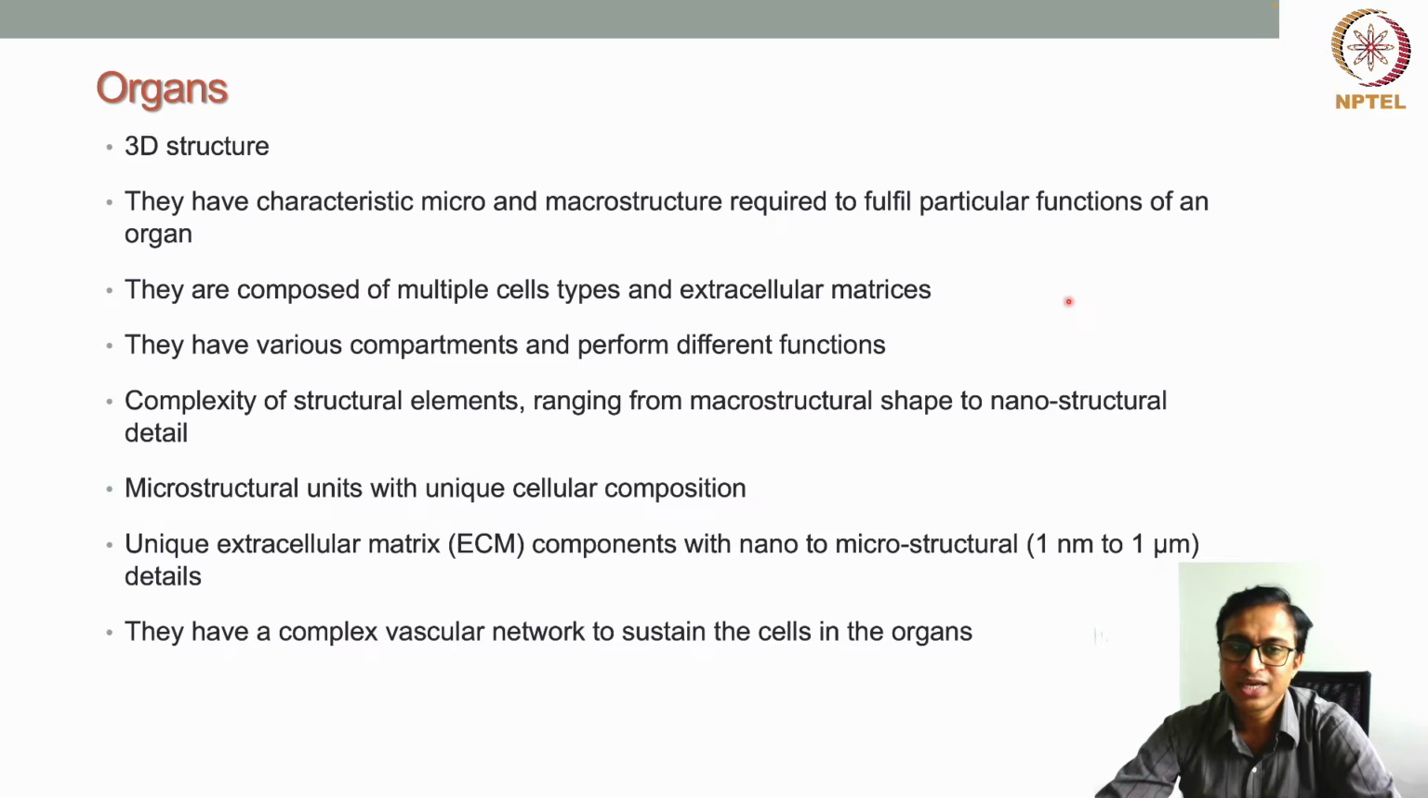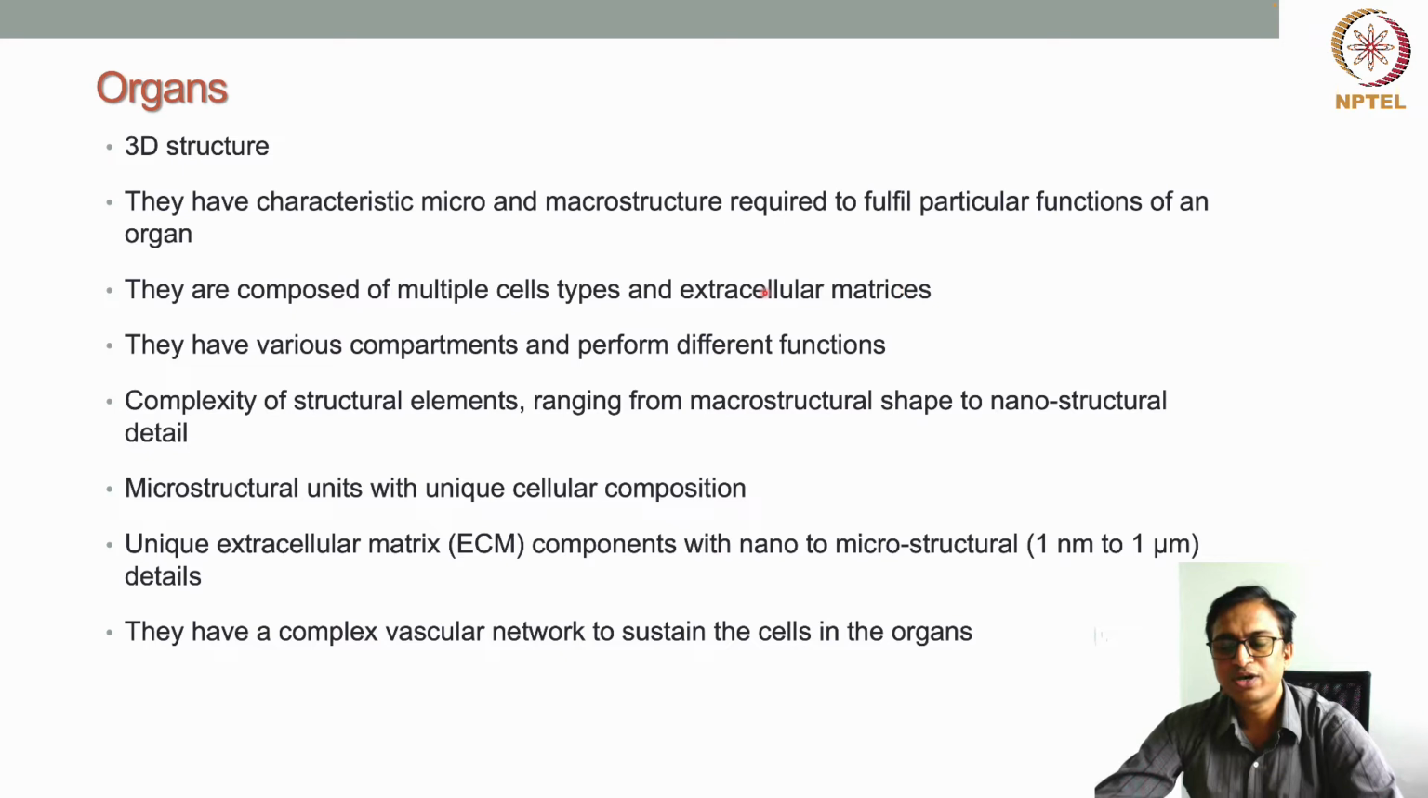So typically each of these tissues has a specific or characteristic micro and macro structure, and we need to understand that before we delve into bioprinting of those particular tissues or organs. Another thing is, if we divide all the tissues and organs based on their cellular and acellular components, we find that they have multiple cell types. And there is also another aspect outside the cell, the more material aspect, that is the extracellular matrix.